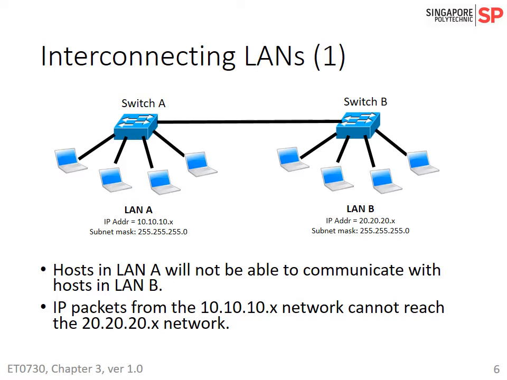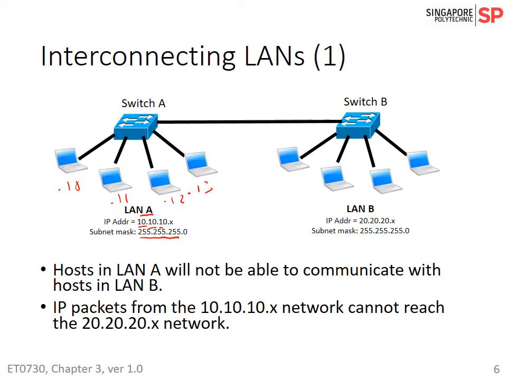For example, I have switch A connected to LAN A, with this subnet mask. This means that the first 3 numbers of all the IP addresses of the PCs connected to switch A start with 10.10.10, and perhaps this is 10.10.10.10, this is 10.10.10.11, for example. So they all start with 10.10.10, and they all belong to the same network, the 10.10.10.0 network.